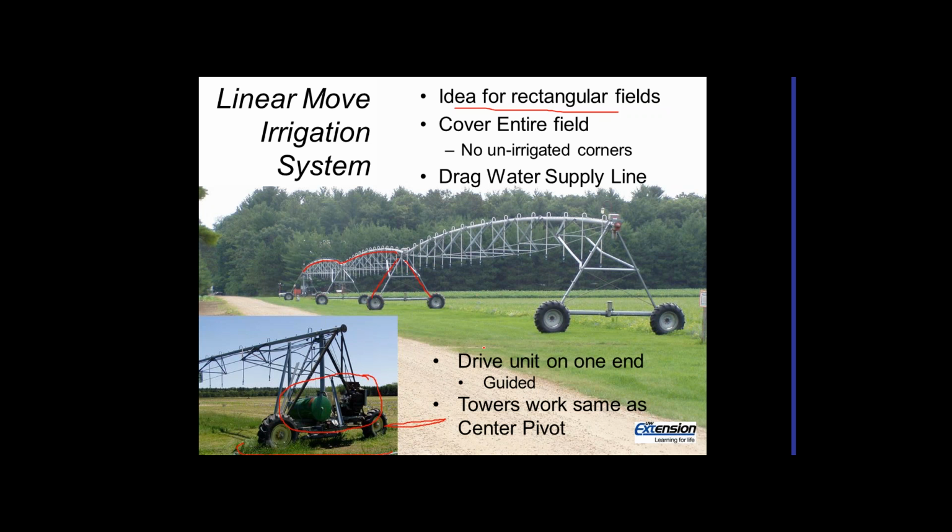Otherwise, this works the same as the regular system. So this first tower is the driven, so this is the driven system on the big picture up here, the driven end. And as it goes down the field, there's limit switches, and the rest of these towers just try to keep up with the driven part of the system.